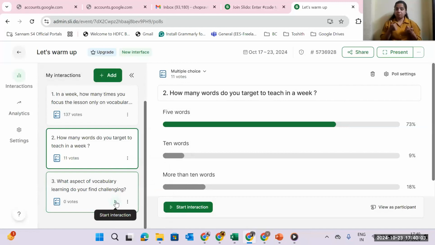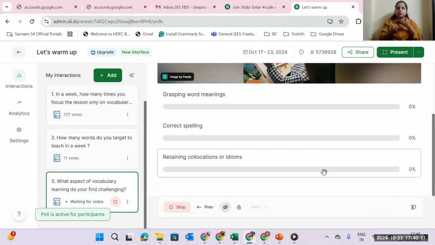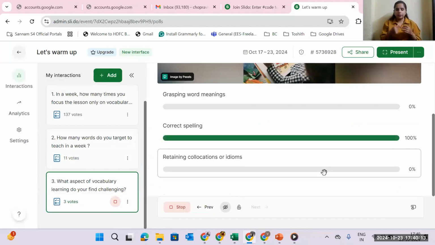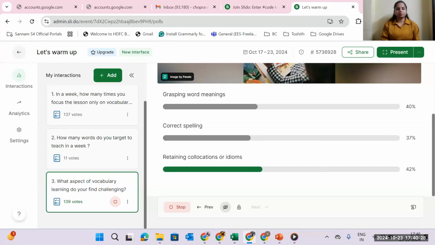Wonderful to know that. Last but not the least, what aspect of vocabulary learning do you find challenging? Again, we have the 3 options. Is it the word meanings, the correct spelling, or is it to do with retaining collocations or idioms? Great. So again, it's a mixed kind of response. All of you have raised concerns in relation to word meanings, correct spellings, and retaining collocations or idioms.